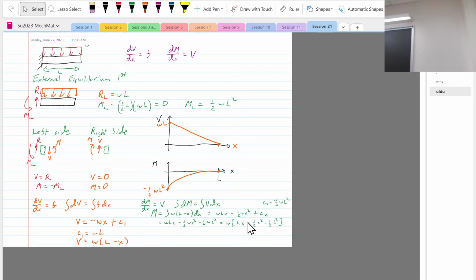Say that again. Sigma, this is not that, this is n, this P is normal force. Okay, this is incorrect. What is incorrect? V over x. Yeah, that would not be. But typically we don't use that.